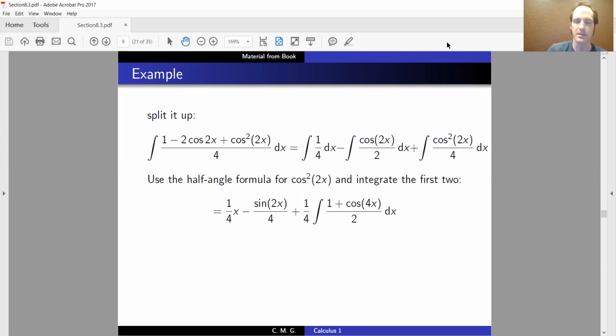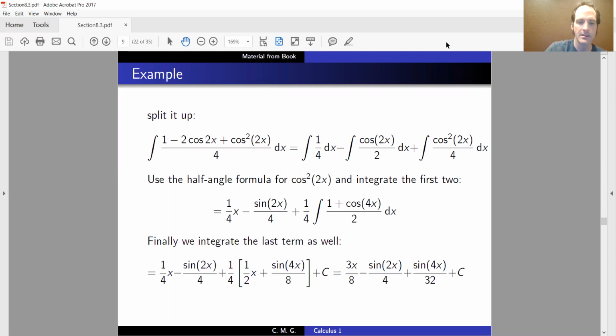In this case, because the 2 gets multiplied by an extra 2 from inside. So the inside function in my u substitution gives me a 2 in the denominator, and then I go from there. And then I'm left with this. And now I integrate this last term. So again, I have to do a little bit of work here, but it's not too bad.